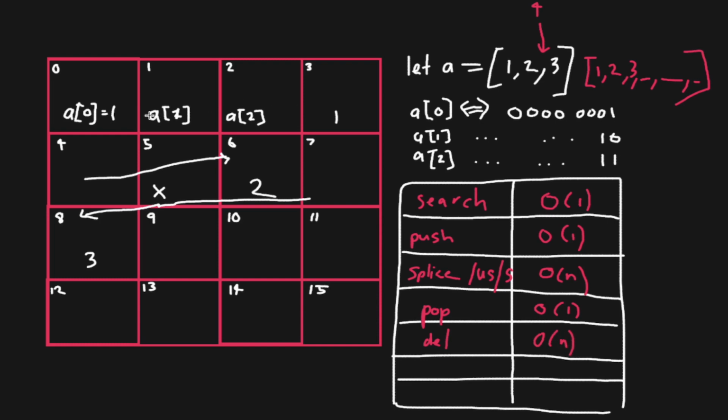Because if we want to delete, say, this element here, all of the remaining elements are going to need to shift over. And we need to consider the worst case, that we delete the first element, which is essentially the same thing as shift, because everything will need to shift over.